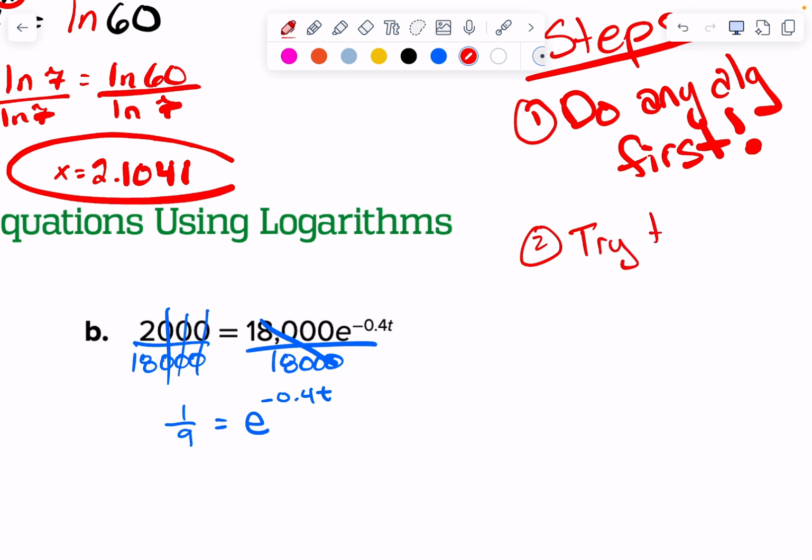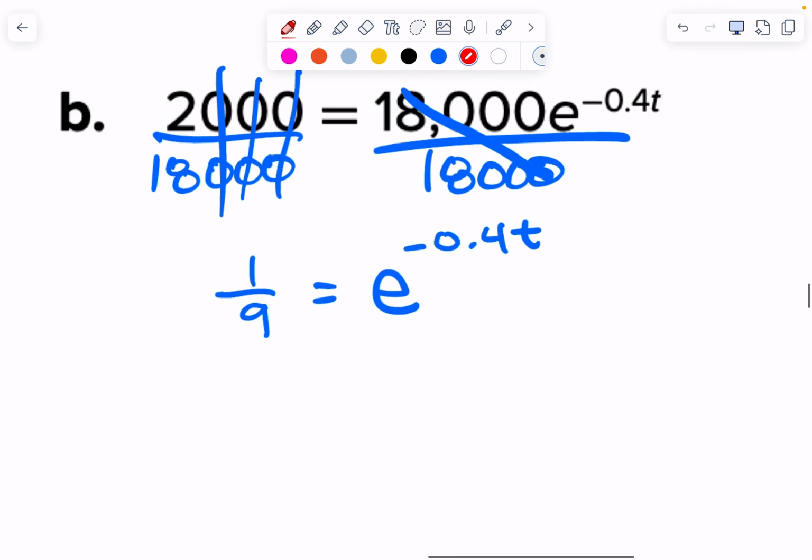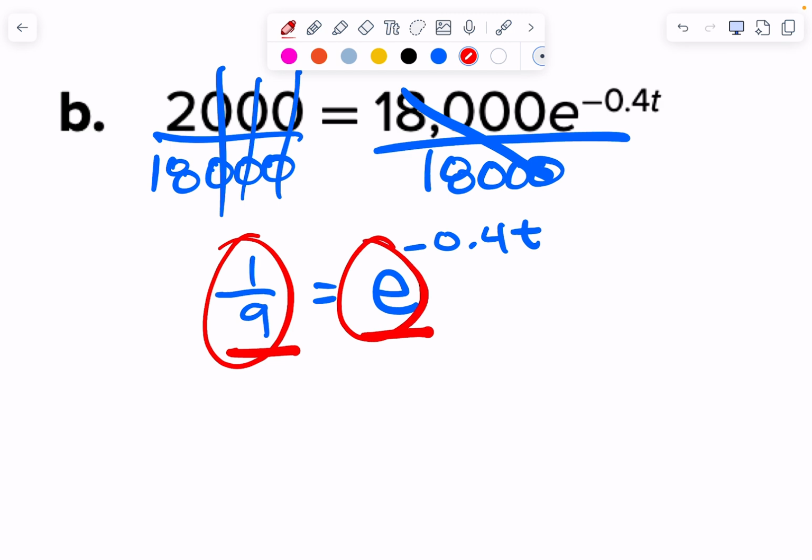Try to make same bases. So what's my base number on the left side? 1/9. What's my base number on the right side? e. Can you make those two numbers be the same? I don't think that's going to work. No.